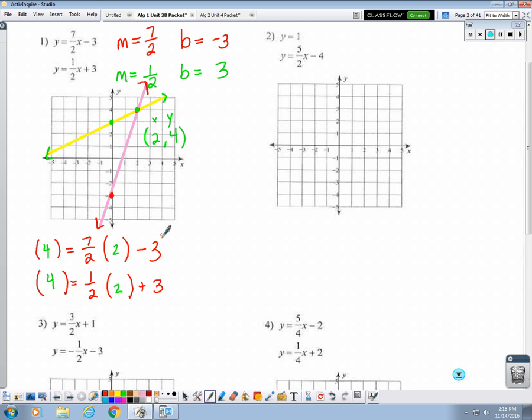Alpha y equals. Okay, so when you type in 7/2 times 2 minus 3, did everybody get 4? Yes. So that just showed that the point 2, 4 worked in this equation. It made a true statement. Now type in this one, 1/2 times 2 plus 3. Let people type it in.